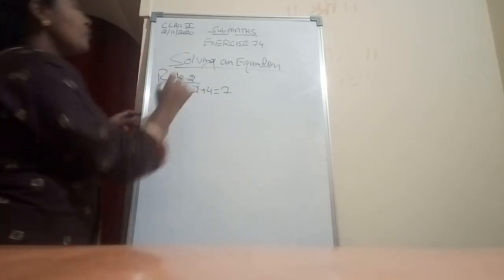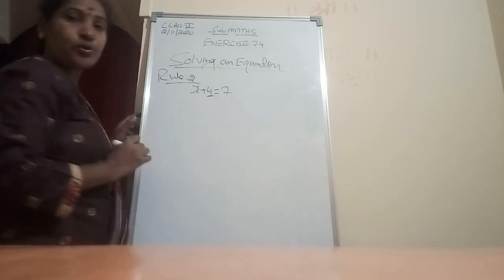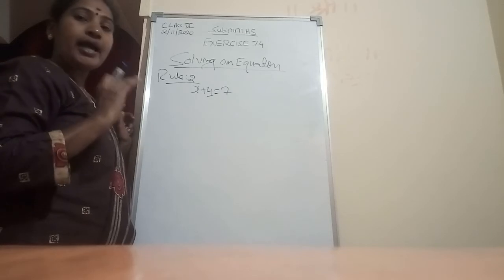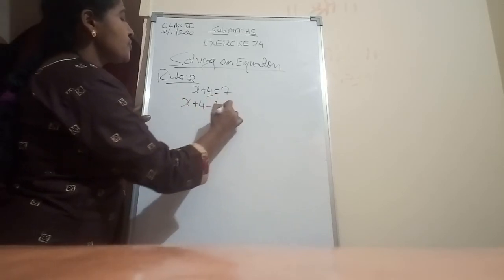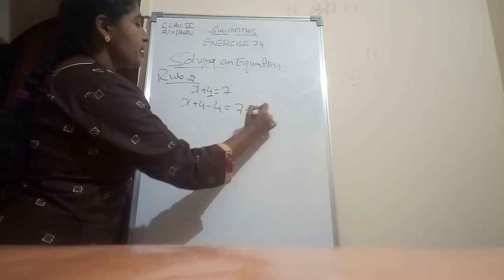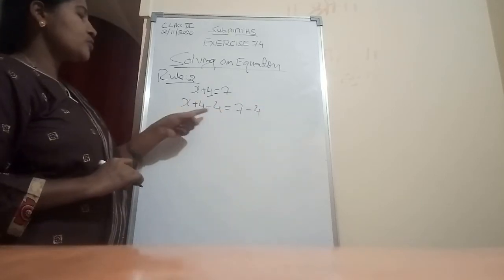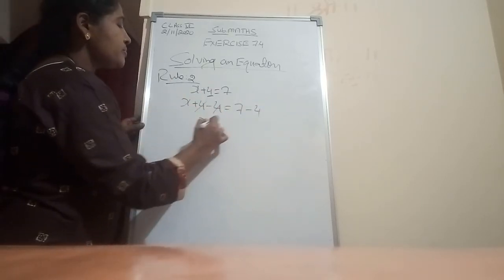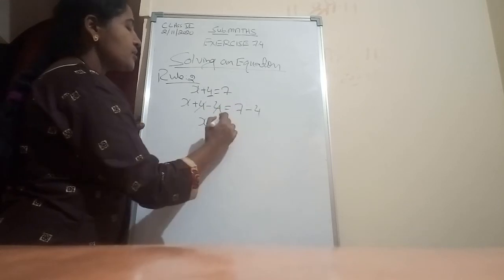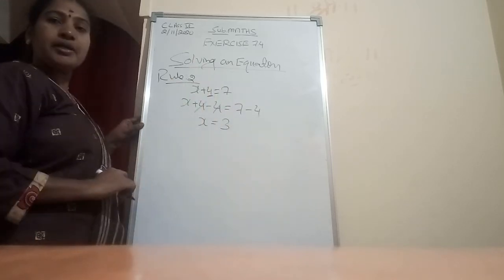Okay. Now what will happen? Let me take this 4, the number, and subtract it. So x plus 4 minus 4 will be equal to 7 minus 4. Here also minus 4, here also minus 4. Plus 4 minus 4 cancels, so I am getting x only. 7 minus 4 is 3.